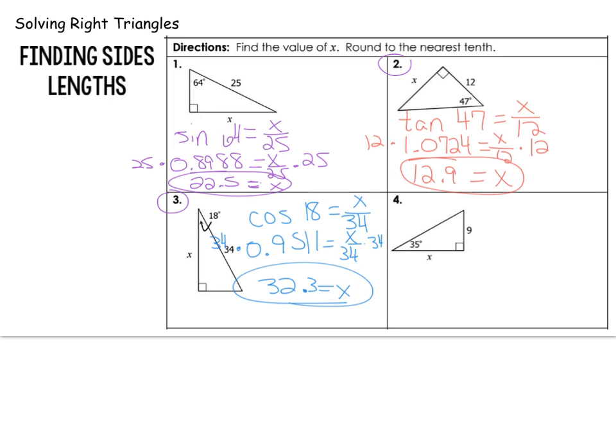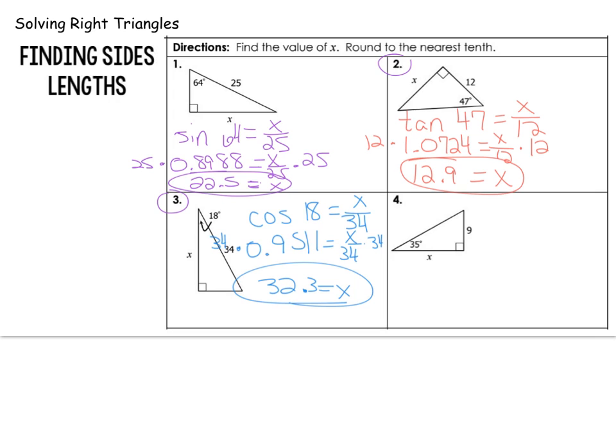All right, for number 2, I got that x was about 12.9, and in number 3, I got x was about 32.3. Number 2, I used the tangent ratio because I had the opposite leg and the adjacent leg to 47. Number 3, I used the cosine ratio because I had the adjacent leg to 18 and the hypotenuse, okay?